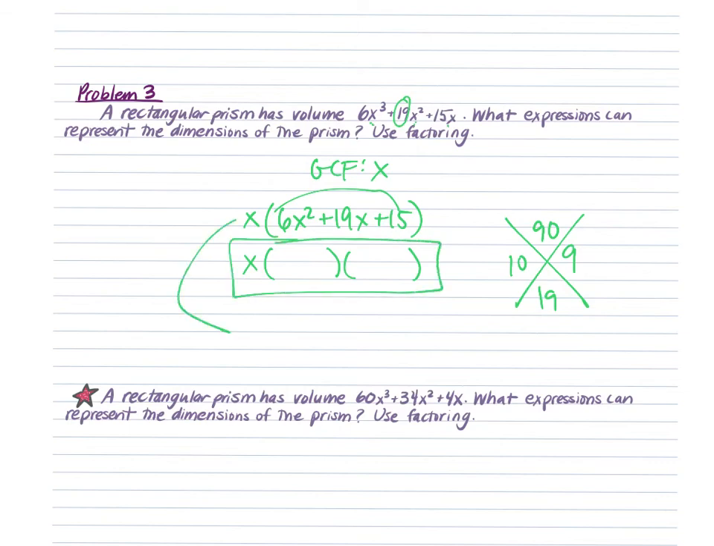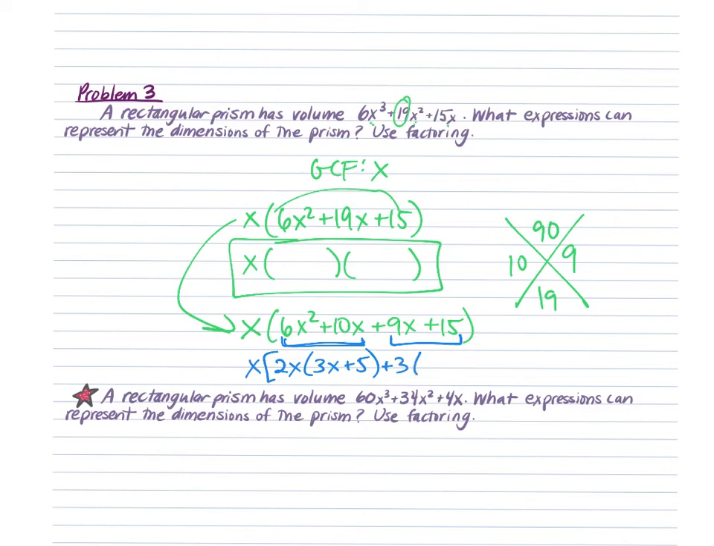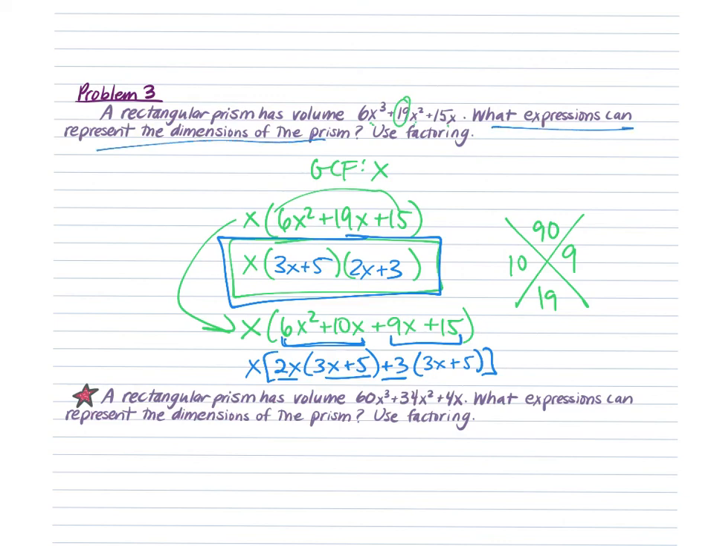But in order to get there, we have x times, we're going to rewrite 6x squared, our 19 as plus 10x plus 9x plus 15, and then we'll do our grouping. So this looks like a x, and then 2x is my GCF here. So 3x plus 5, and then a 3 plus 3, 3x plus 5, good. So then one of these terms is 3x plus 5, and the other is 2x plus 3.